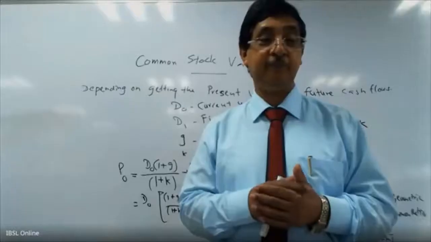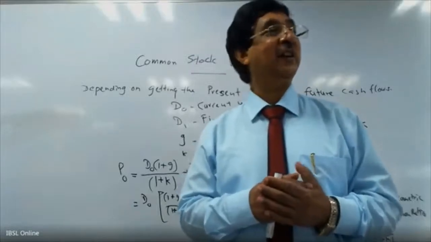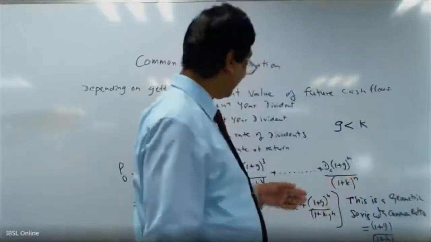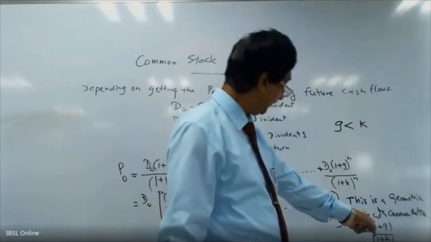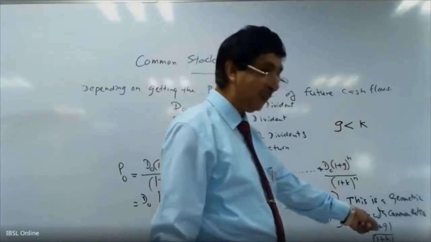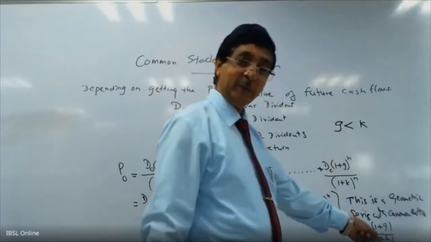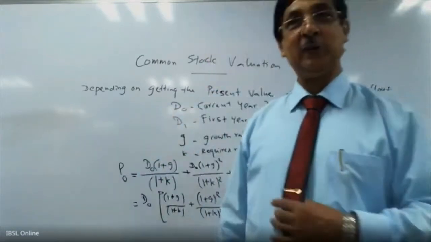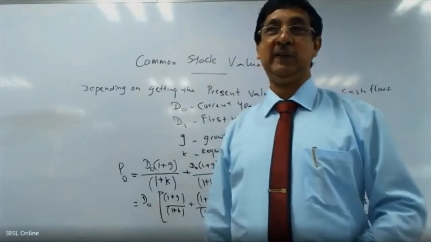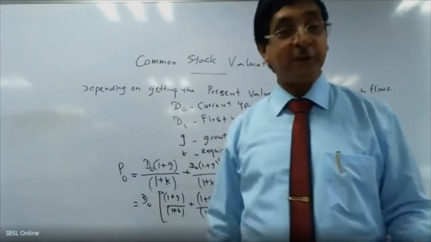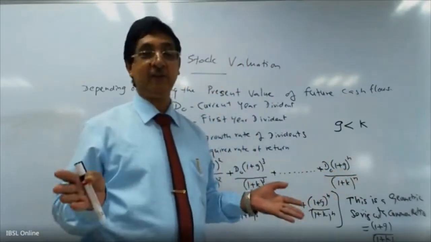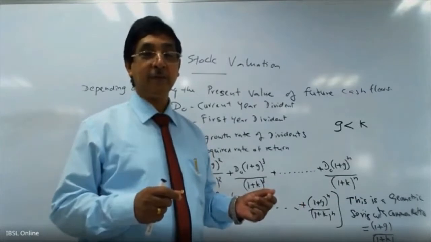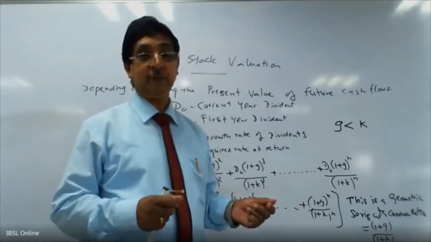Can it be equal to g? Yes, okay. If it is equal, what will happen? Then this will become 1. 1 plus g over 1 plus k will become 1. If it is equal, there's no value for that. That is also infinite. If g equals k, that is also infinite.